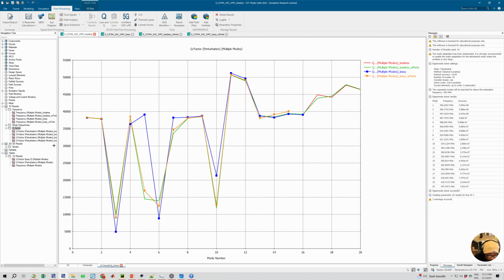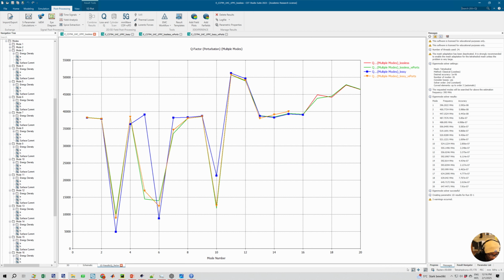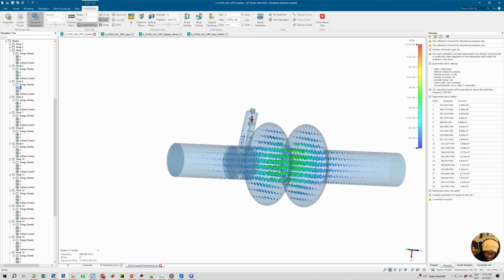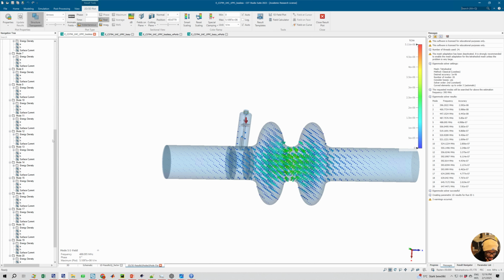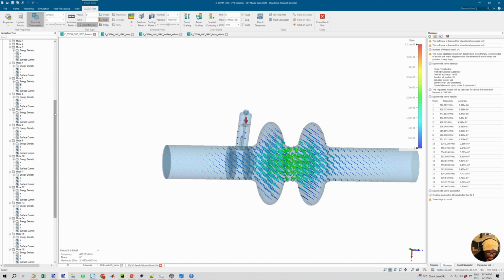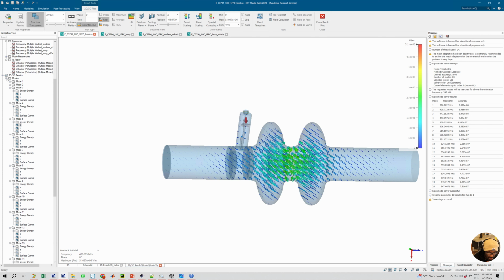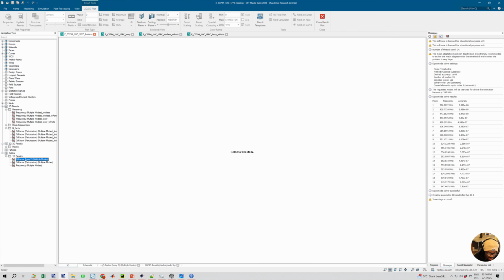So let's look at mode 5, what is going on there. I think mode 5 is a proper cavity mode. Yeah, it's a proper cavity mode. But the intrinsic quality factor is calculated differently. What could be the reason for this? Let's see.